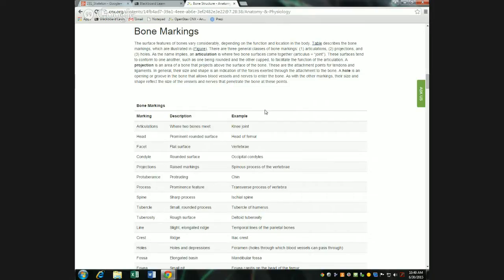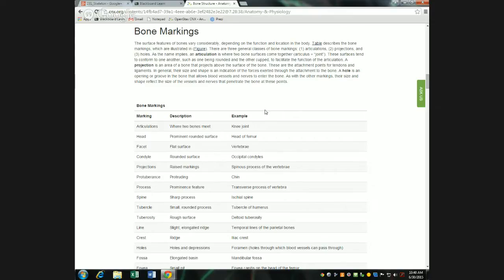But I want to point out this table here. And I'm actually going to give you a slightly longer table with more information in it, with a handout later on. But the idea is when we look at a bone, say this one right here, it has some weird bumps and stuff all over it. Those bumps are what we call bone markings.